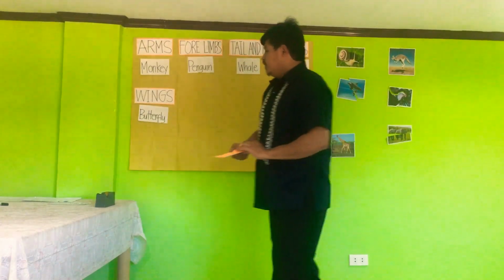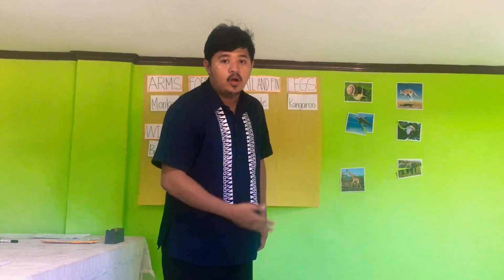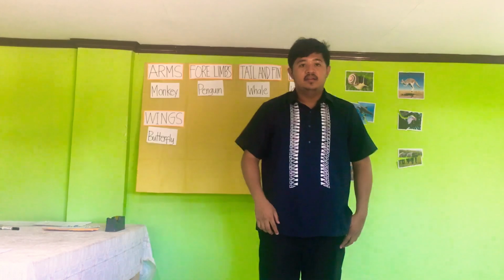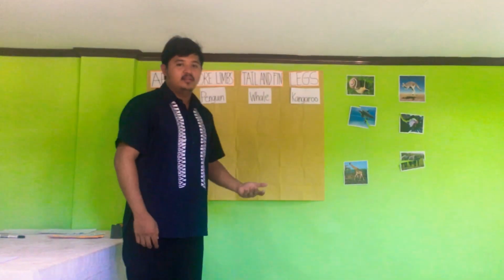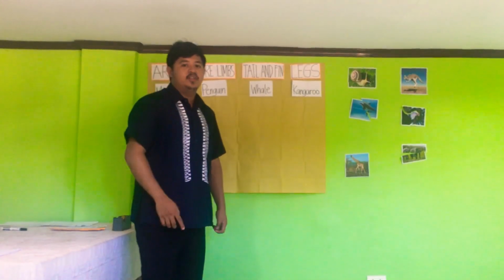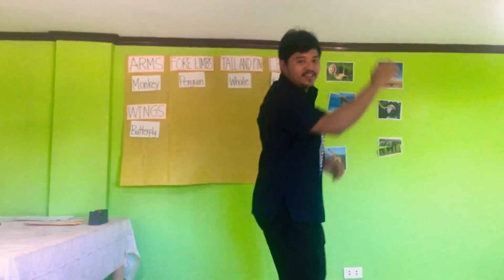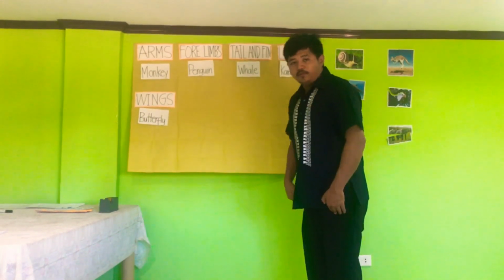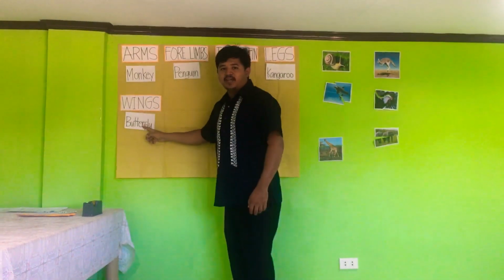Okay. So now, class, who can come in front and show us how a monkey uses their hands to swing from one place to another? Anyone, students? Don't be shy, you can come in front. Okay, so Sir John will show you an example. The monkeys swing using their arms and hands, right? Also for the penguins, when they swim, they use two feet and their hands. Also the whale, kangaroos, and butterflies.